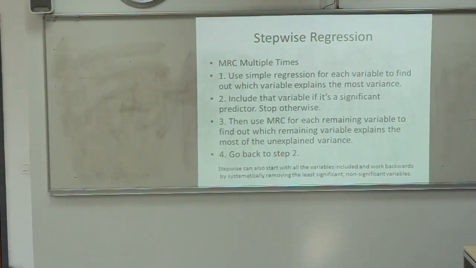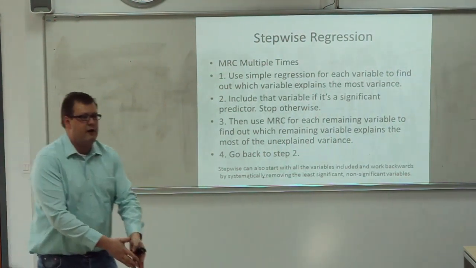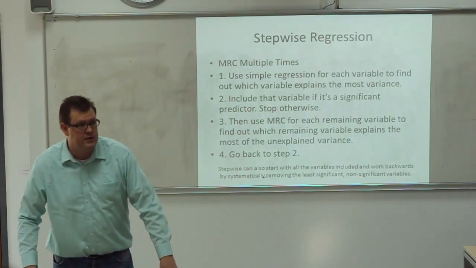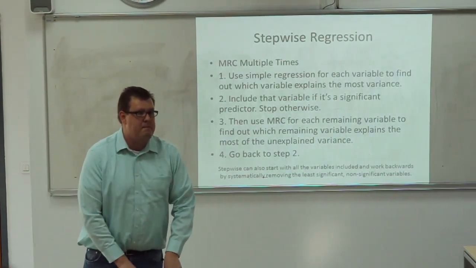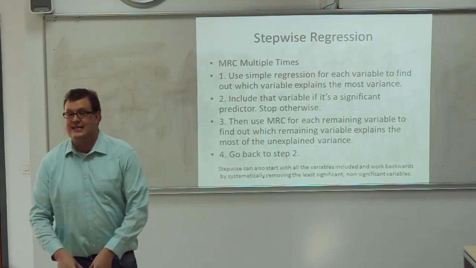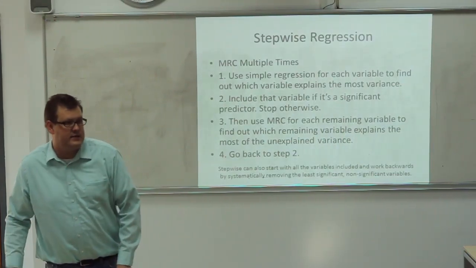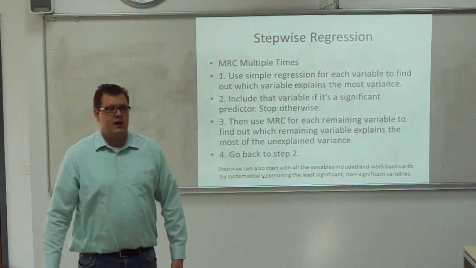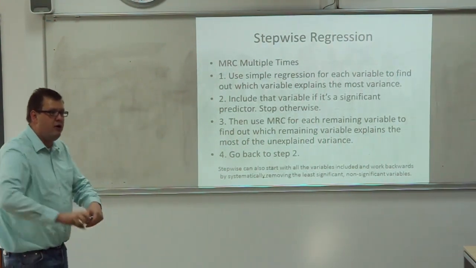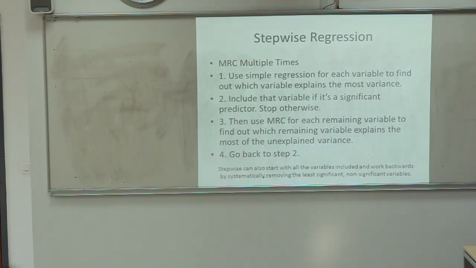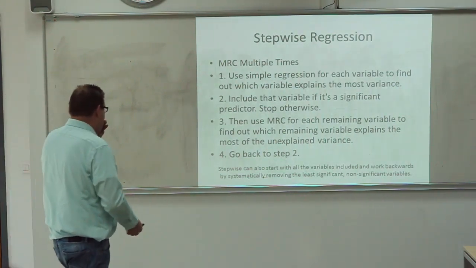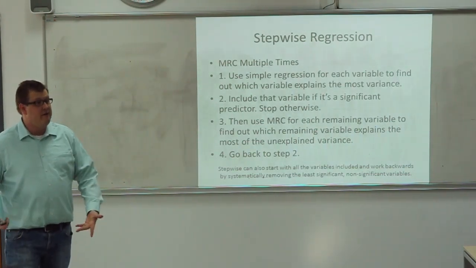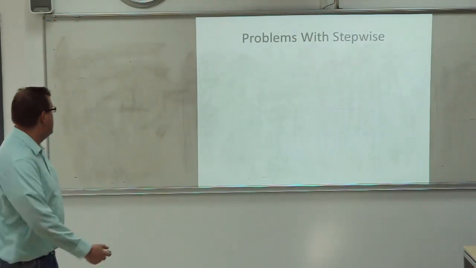You can also start with all of the variables. So we started with no variables and we added them in one by one. You can also start with all of the variables and take them out one by one based on not which is the most statistically significant, but which is the least, right? What has the smallest t-score? What has the smallest p-value? And pull them out one by one until we're left with the model where all of the variables that remain are accounting for a significant amount of the variance.